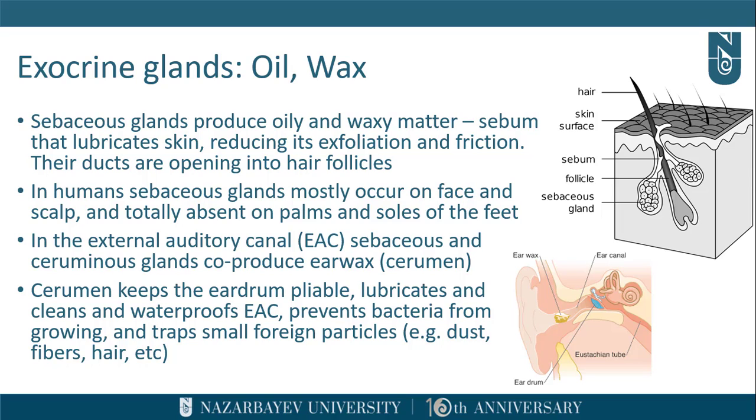And exocrine glands found in the external auditory canal serve to produce the earwax in order to protect the external auditory canal. This cerumen or earwax keeps the eardrum waterproof, and it prevents bacterial growth there, by trapping dust, fibers, and hair. So this is another type of exocrine gland that we can find in our ear.